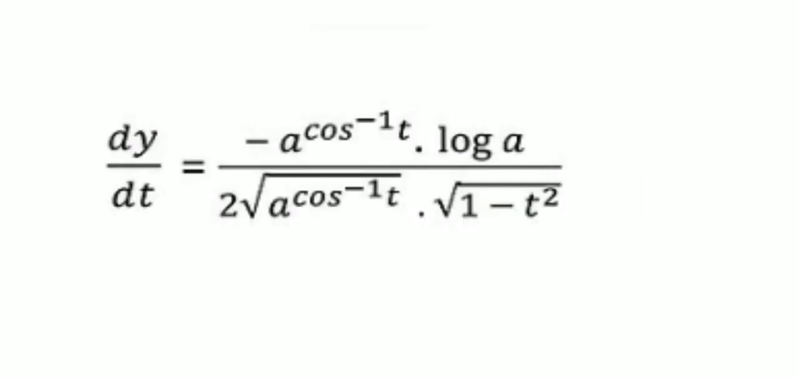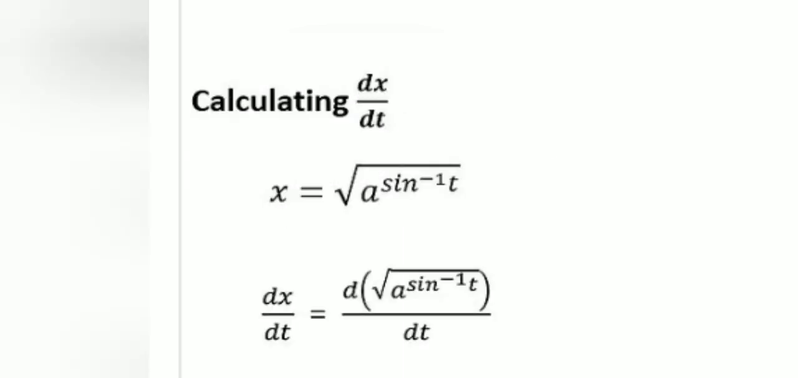Thus, dy by dt is equal to minus a raised power cos inverse t log of a divided by 2 times under root of a raised power cos inverse t into under root of 1 minus t square. Now we will calculate dx by dt. x is equal to under root of a raised power sine inverse t.